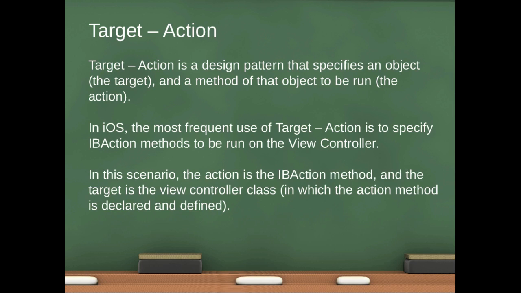In iOS, the most frequently used setting of target action is to specify an IBAction method to be run on the view controller. And we've already seen this, where we drag a button to the view controller and then link it to an IBAction method. In that scenario, the action is the IBAction method that we link the control to, and the target is the view controller class in which the action method is declared and defined. And this is the usual way that we see target action in Objective-C when we program for iPhone with iOS 6.